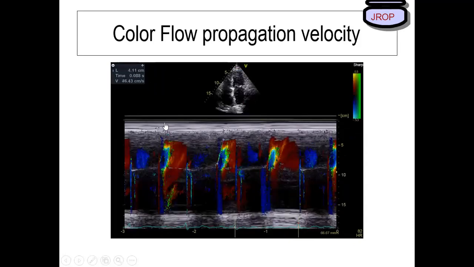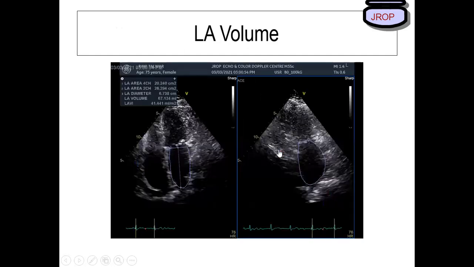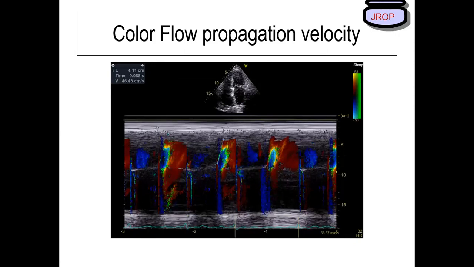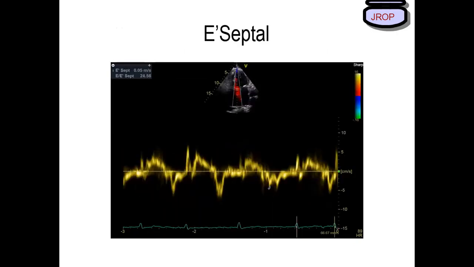Then I went on to do a color flow propagation velocity. What is color flow propagation velocity? The flow across LA to LV. What is the velocity of this flow? This normally becomes a linear, longer slope. So this is 46. Remember 1.2? Remember 46? E prime was 5. Then we are not considering LA volumes. And then we have IVRT. So I can calculate my IVRT from here.